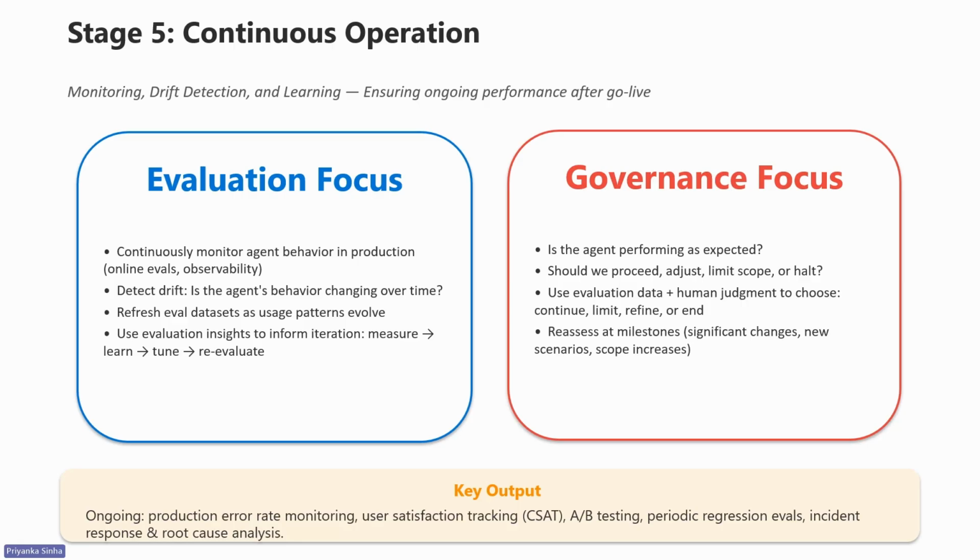The key outputs are ongoing: production error rate monitoring should be checked, user satisfaction tracking such as CSAT, A/B testing for improvements, periodic regression evaluation, and incident response with root cause analysis. So the measure, learn, tune, re-evaluate loop should be run. And this is the engine that drives this stage. It never stops as long as the agent in production is active.